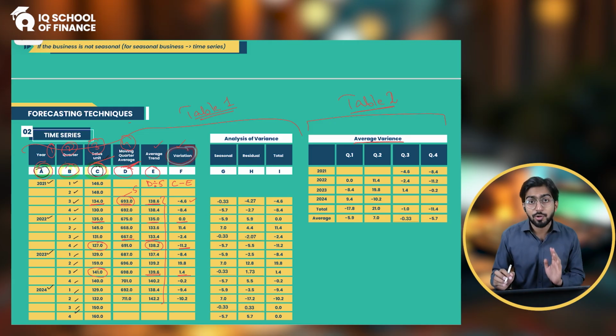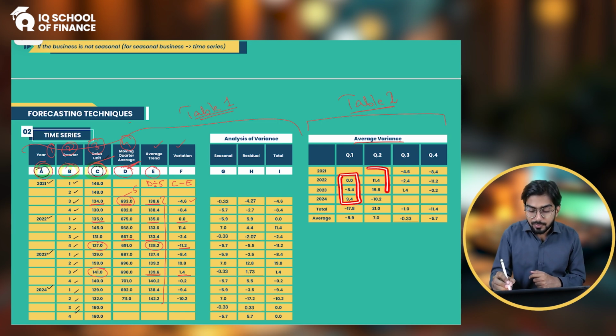Now there are two more things in this table. Number one is the total. Sir, how is the total calculated? It's very simple: you will sum these values, and these values, and these values, and these values. So you will get the total value.